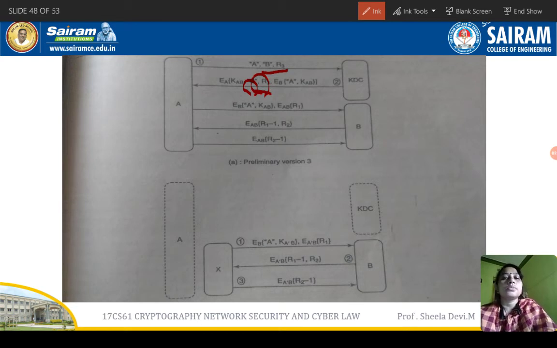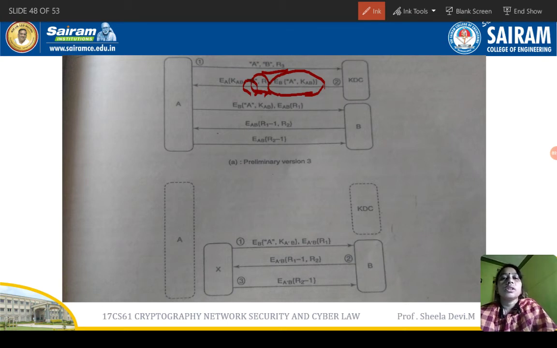This portion I forgot to explain in the last session. This rounded portion is nothing but the ticket. So what is a ticket? Ticket is nothing but the information which says to whom B is going to communicate, and what is the session key that has to be used by B to communicate with A. So this ticket information is entirely for B, which is also encrypted with the long-term secret which is shared only between B and KDC.